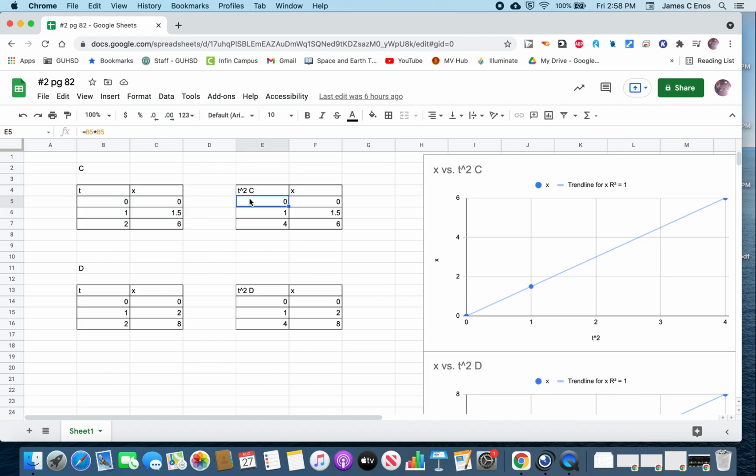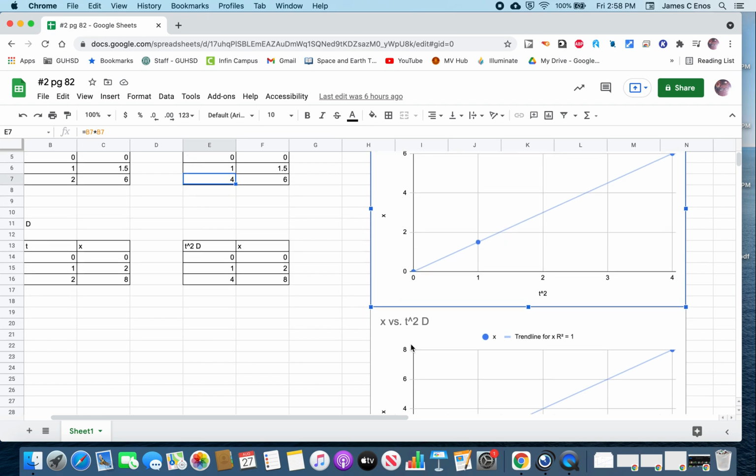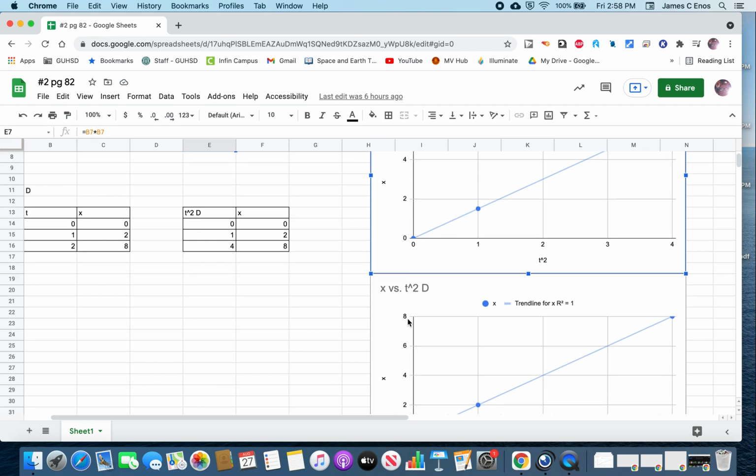So I took this and wrote in an equation, equals t squared, and I get my t squared over here. Then I'm seeing these values of position versus time, and I plotted a graph. I have my trend line here giving me an r squared value of 1 for graph C, and an r squared value of 1 for my car D.